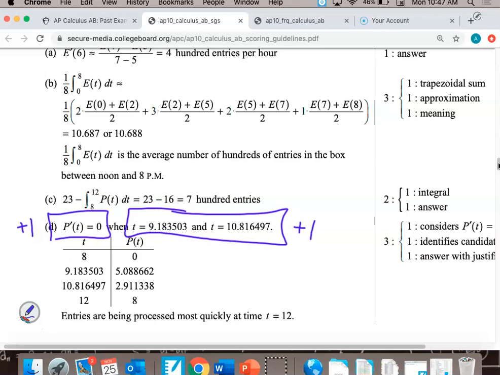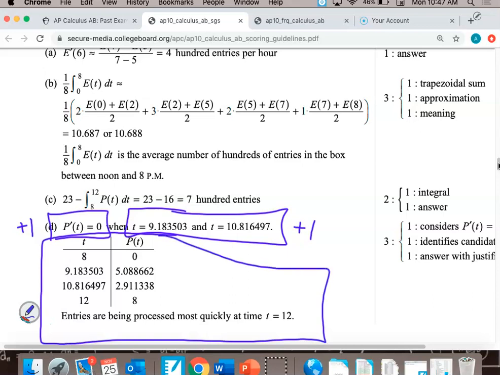That's such a shame. You guys are close. You found P prime. You never wrote equals 0 and you didn't find your critical numbers. You tested your endpoints though, so that's good. But the test and the final answer was all just worth 1 point. The big points here were for setting the derivative equal to 0 and finding the correct critical numbers. Anyway, they were being processed the fastest at midnight. Apparently they were gaining speed all night, so at midnight was when they had the max value.